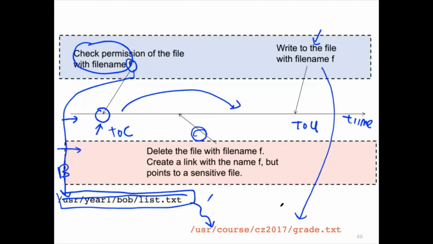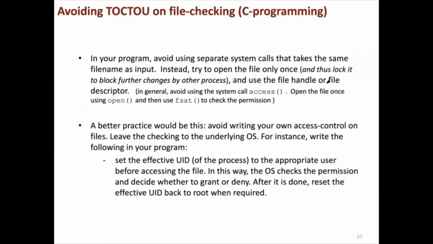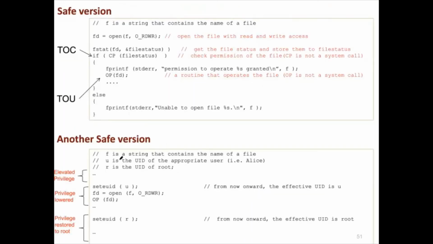So how do we prevent this? In secure programming, there are two ways to prevent this. The first one is a safe version, where we use a file open. We open the file and we do not close it, and we do all the operations here. At the end, then we close the file.